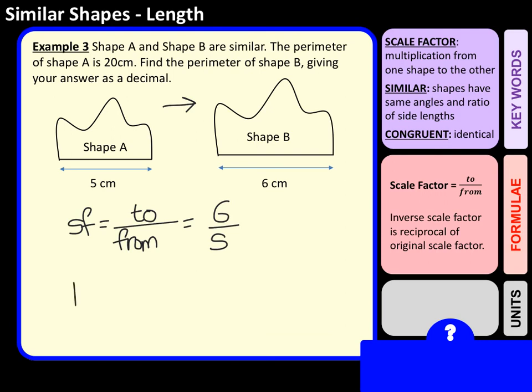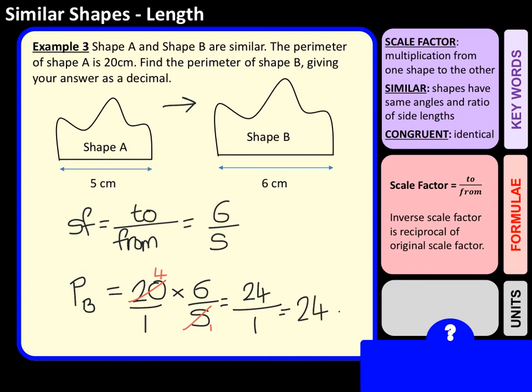And so that means that the perimeter of shape B is going to be the original perimeter of A, which was 20, multiplied by the scale factor, 6 over 5. And then we can just quickly do the same trick as, for example, 2 with the fractions. Make this over 1. Look for some cross cancelling, as these numbers are both divisible by 5. So that's 4 and 1. 4 times 6, 24. 1 times 1 is 1. So therefore the perimeter of shape B is 24 centimetres.